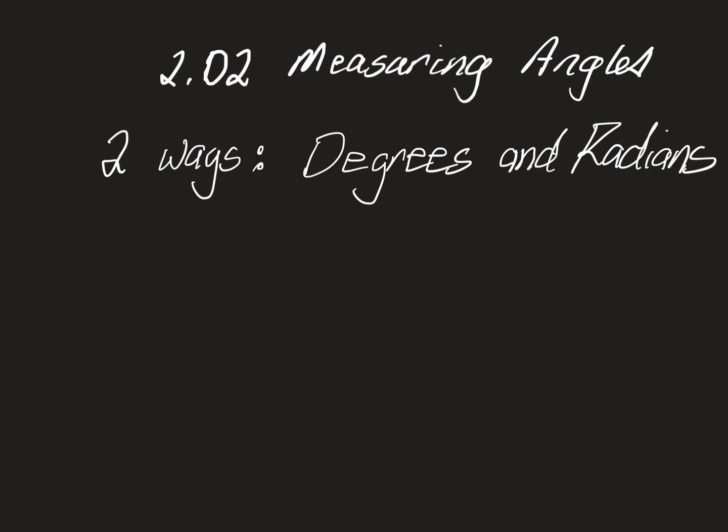To start off, there are exactly two ways to measure angles. The first way is measuring angles in degrees. This is what we are familiar with. We know this from algebra and geometry, probably even elementary school with protractors and so forth. We know about measuring angles with degrees. And the other thing is radians.